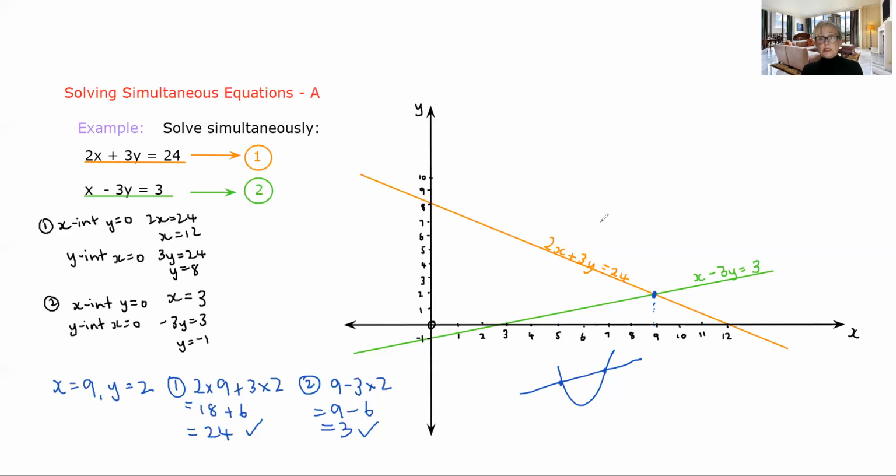I'm going to start teaching you over these videos the various ways other than graphing to do it, because graphing obviously has its limitations as far as accuracy is concerned. And it can also be a little bit time consuming. I'm going to teach you two algebraic methods to solve equations simultaneously.